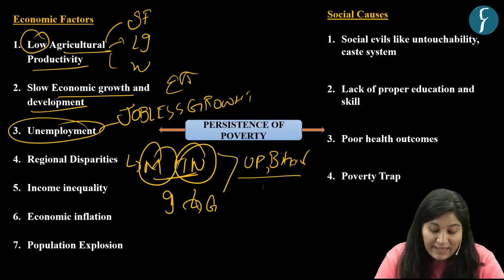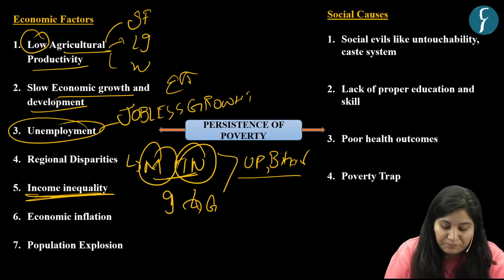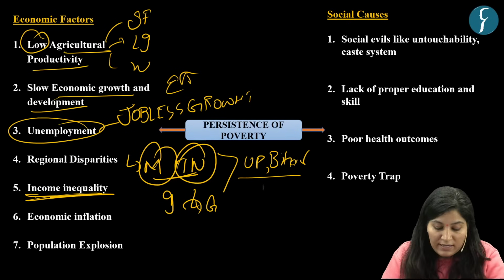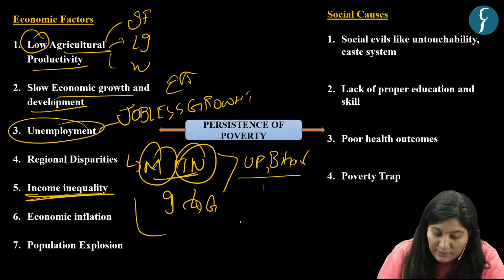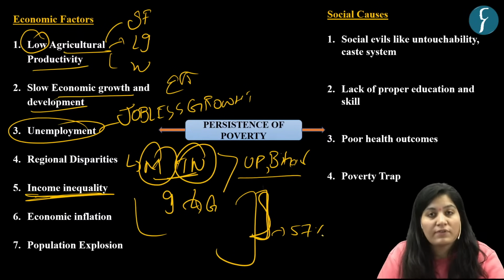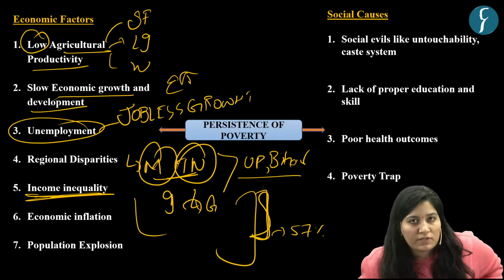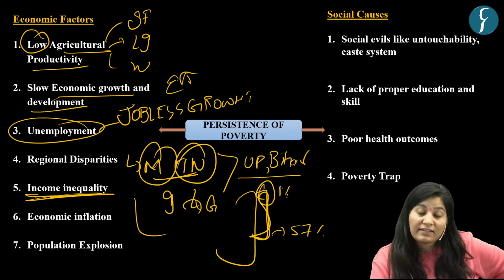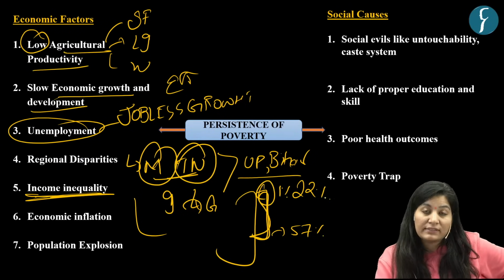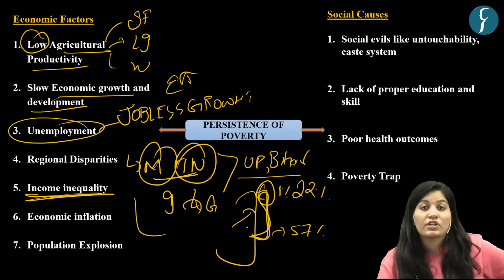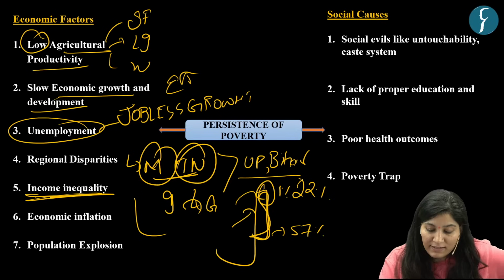Then next is income inequality. We all know a fact provided by Oxfam. See, income inequality is that the top 10 percent get 57% of national income. Top 10 percent. And the astonishing fact is the top 1 percent get 22% of national income. So what does it reflect? Concentration of wealth in few hands here.